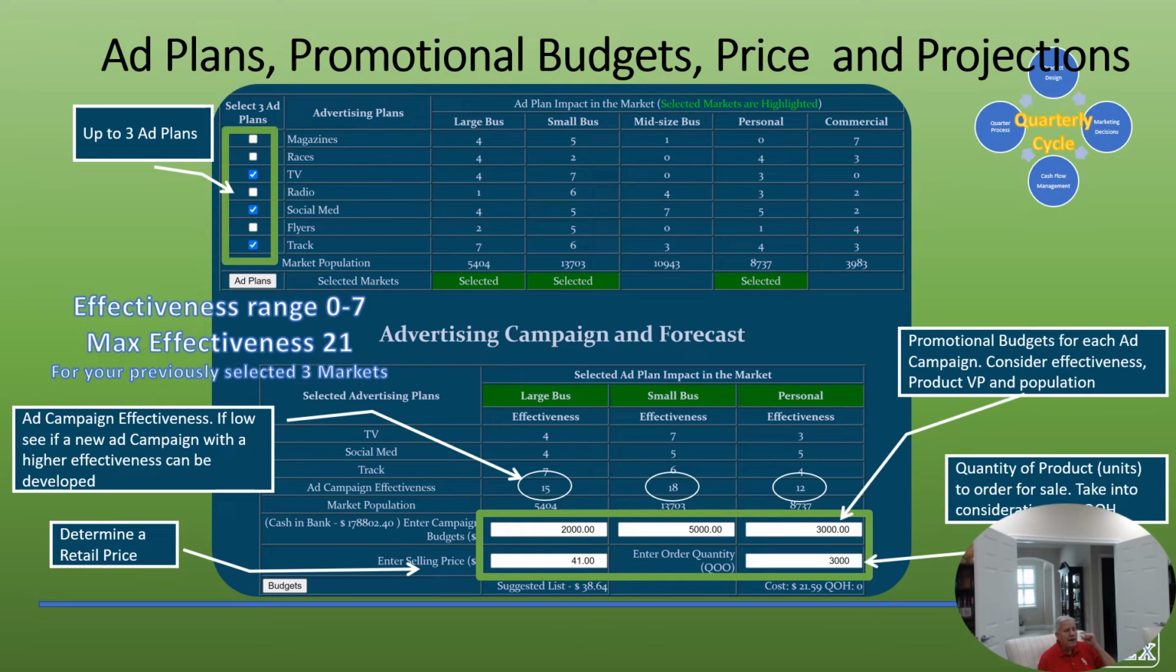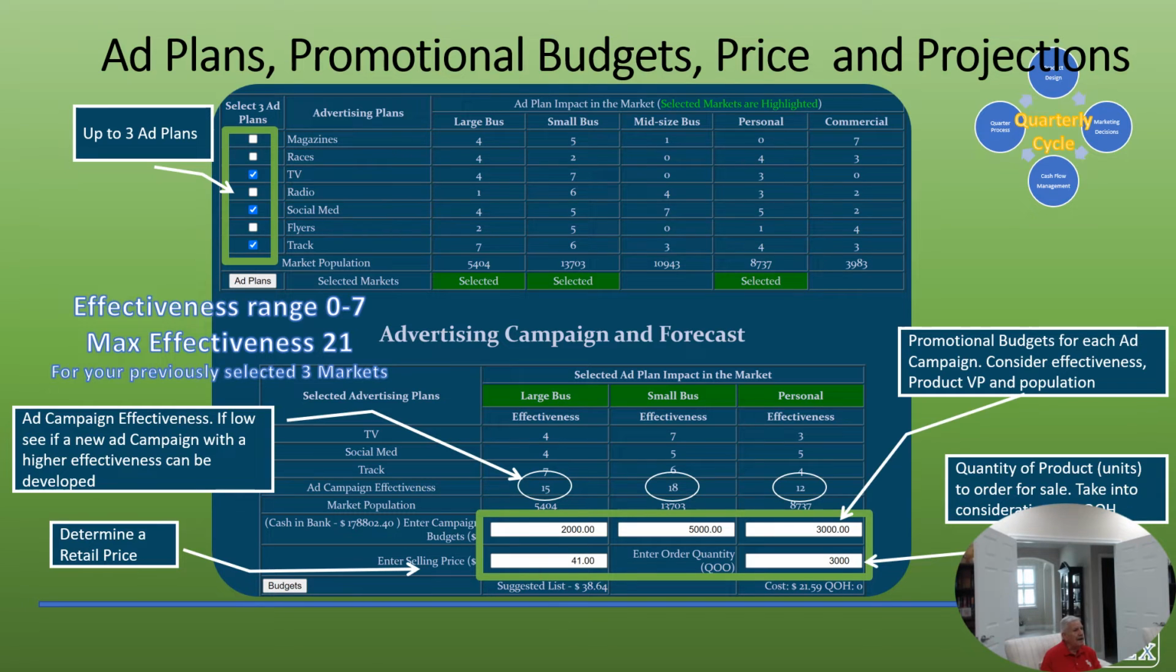So the idea behind it is for you to select up to 3 of the ad plans for the markets that you have previously selected and look at the effectiveness. Given that we have 3 ad plans, the maximum effectiveness is 21. As with the value proposition, it is improbable that you would have an effectiveness of 21 in all 3, using all ad campaigns in all 3 markets.